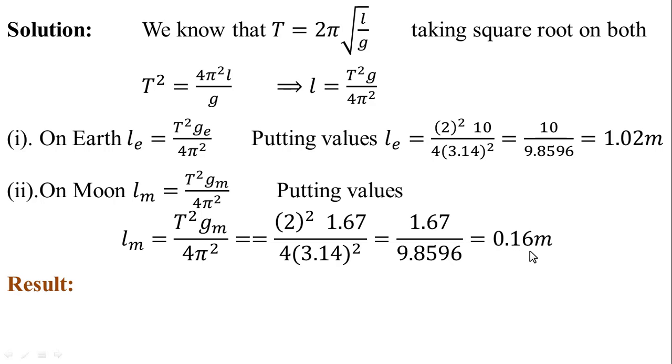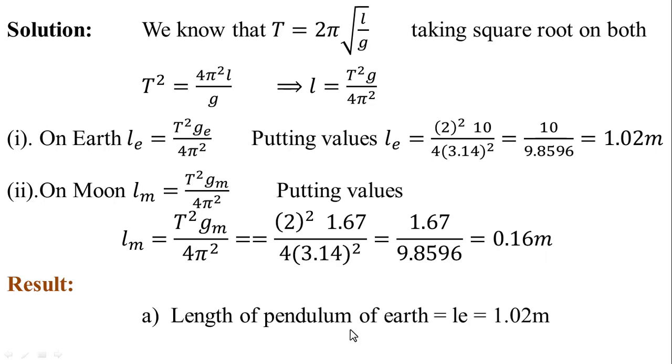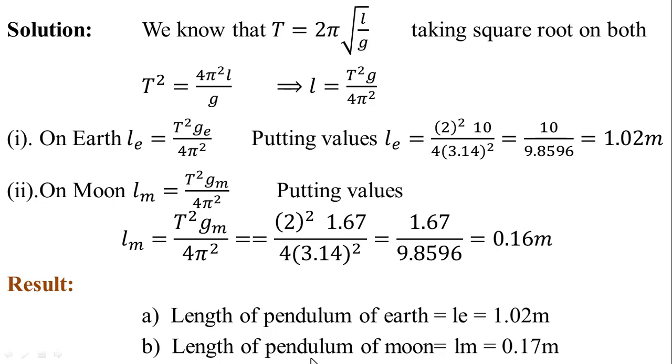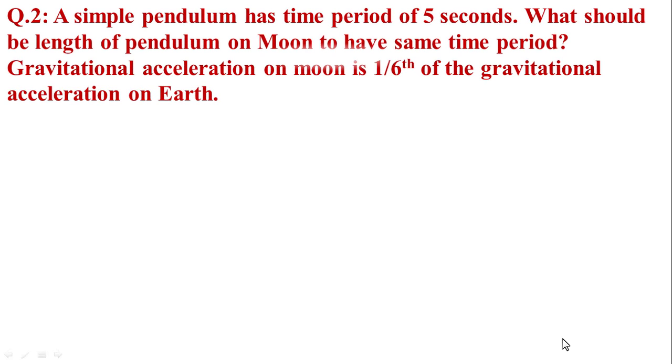Now, the result is that the length of pendulum on Earth LE is equal to 1.02 meter and the length of pendulum on Moon LM is equal to 0.17 meter. In question number 2, the given statement is that a pendulum has a time period of 5 seconds.